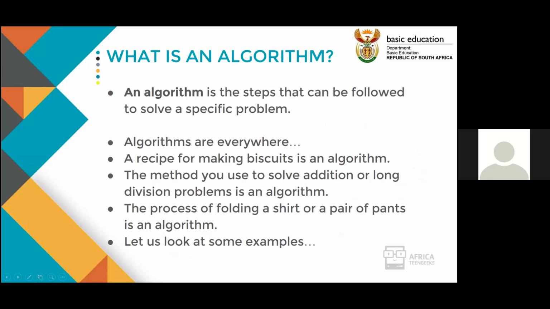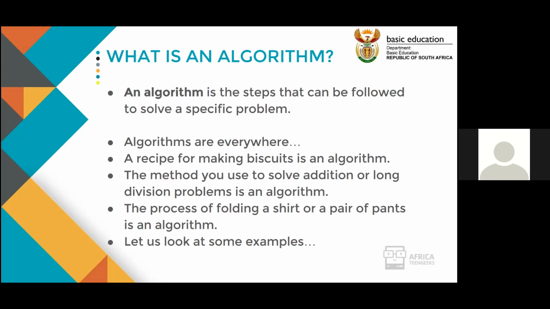Okay, then we come to something called an algorithm. Now it seems such a big word, like it's so difficult. It's kind of a cool word. You feel like smart saying that word, algorithm. So what is this thing called an algorithm? It's a big word, but simply it means an algorithm is the steps that can be followed to solve a specific problem.